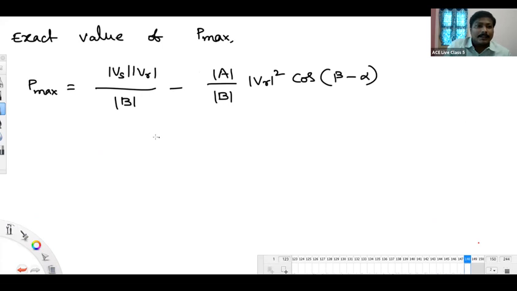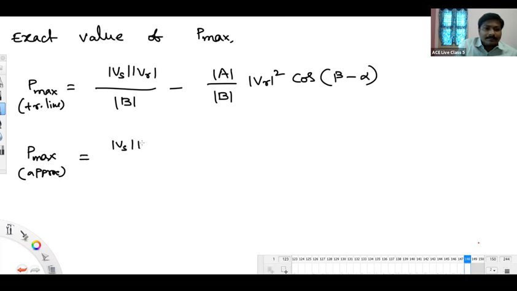See, one thing. It's the exact P maximum. Approximate P maximum will be like Vs into Vr by X. The transmission line P maximum is this one, and P maximum approximate is Vs into Vr by X. Then how is the transmission line P maximum compared to the approximate value? That will be definitely less.